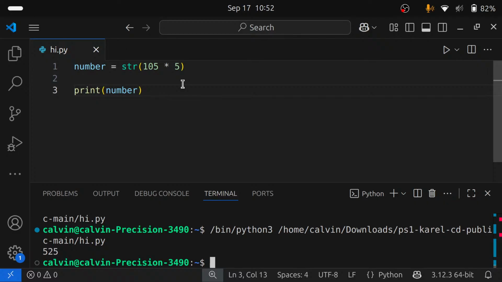It's 525. Does that make sense? Yeah. Do we see what's going on here? Yes. We decide this is 525. We turn it into a str, right?